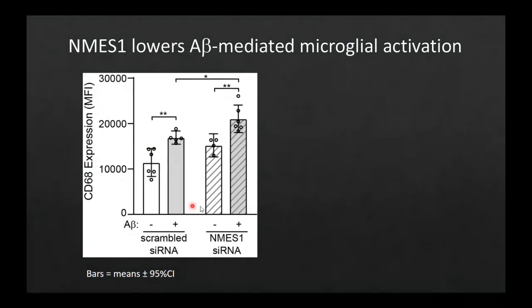What we thought was particularly interesting is when we transfected with our siRNA for NMES1, we got a further increase, which would suggest that NMES1 is somehow providing a brake onto the inflammation for these microglial cells.